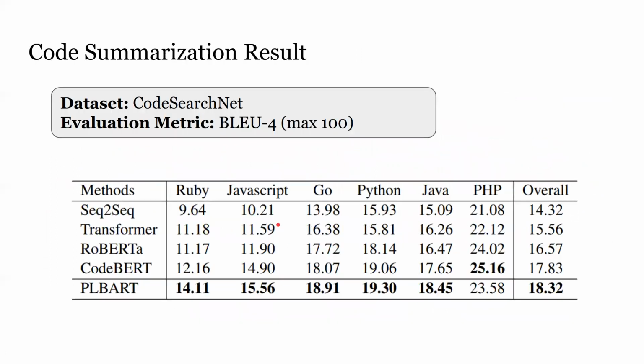Here we see the result of code summarization, where except for one language, PLBART outperforms all the existing baselines in all other languages. Note that we only use Java and Python for pre-training PLBART. In the pre-training stage, PLBART does not see other languages like Ruby, JavaScript, Go, etc. However, we believe that due to the multilingual nature of PLBART, it learns beyond the syntax of any particular language.